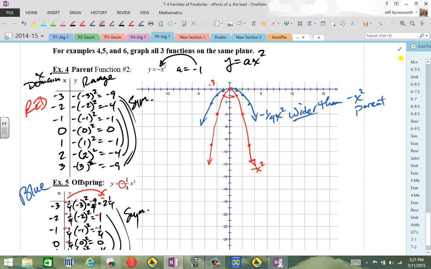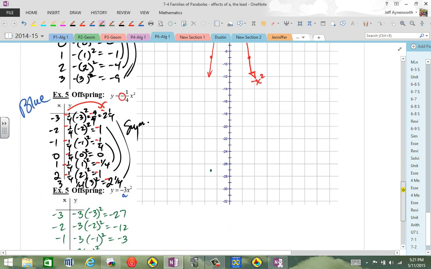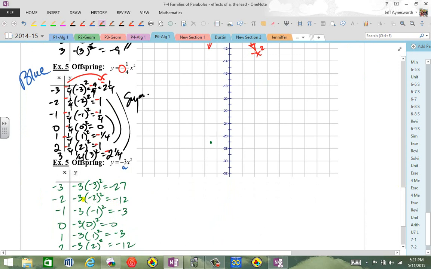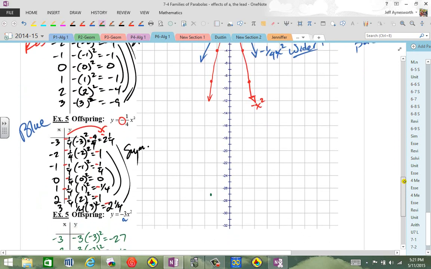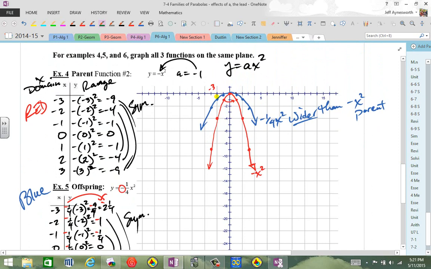What happened here? Left 2, 4. Hang on. Left 2, down 12. What am I saying? Okay, so here we go. So left 2, down 12 is right here. There we go. Left 2, down 12.